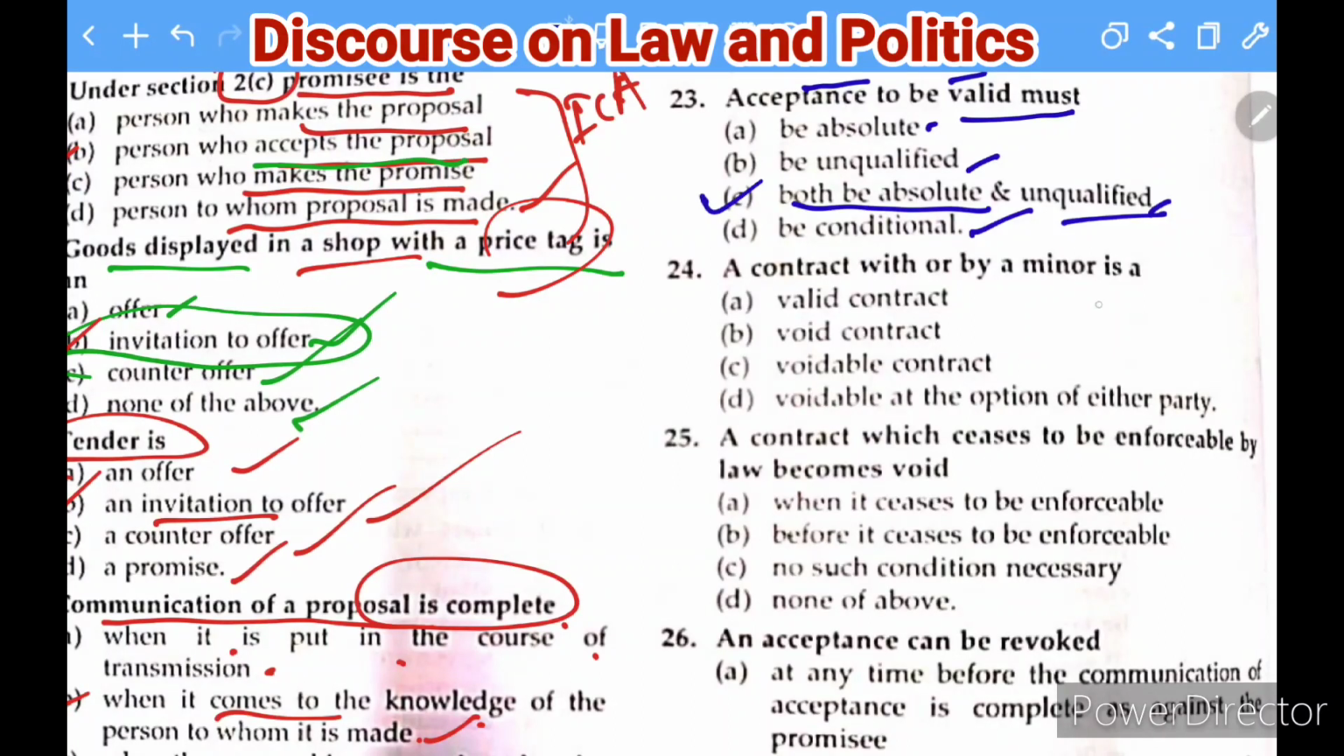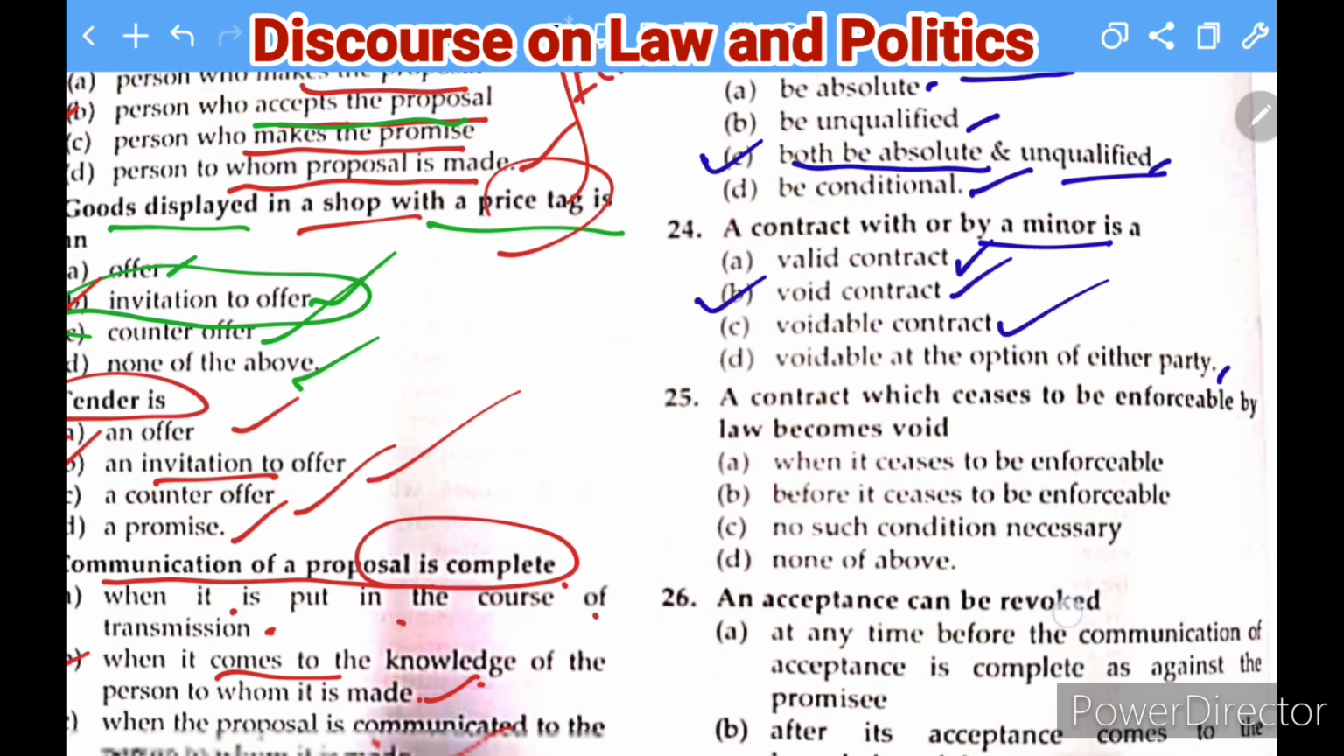A contract with or by a minor is. So when you are doing a contract with or by a minor, what would be the nature of that contract? Whether it would be a valid contract or void contract, voidable contract, voidable at the option of either party. So just give your answer here. You all have heard this important case also, Mohini Das. Yes, the answer is this one, void contract. Moving to the next question.